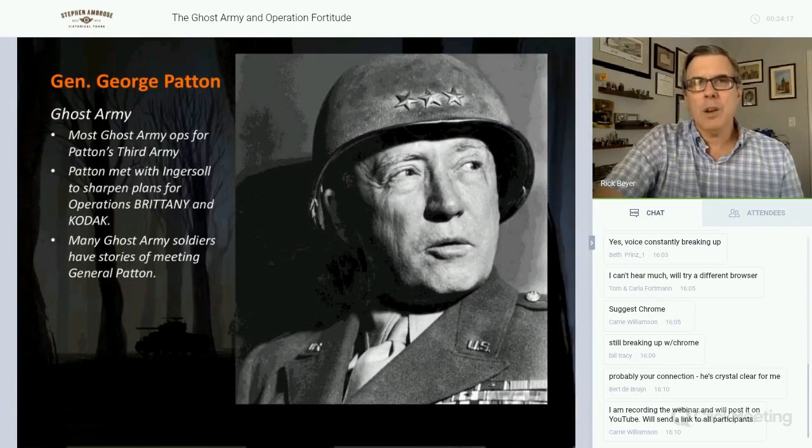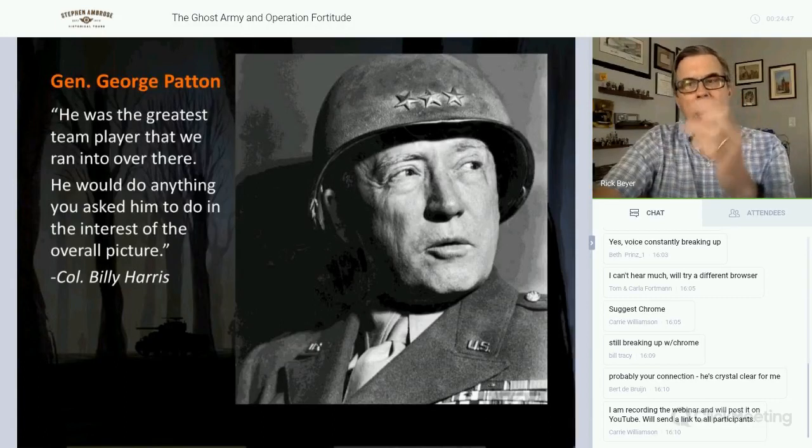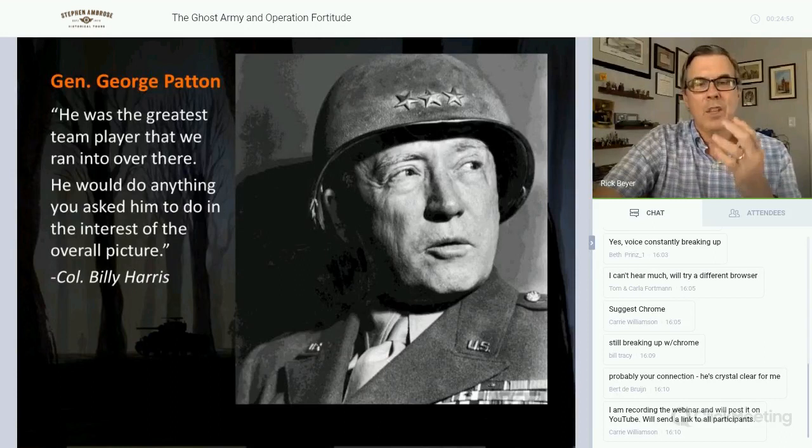But let's now consider something that one of the deception planners, Billy Harris, said about General George Patton after the war. He said, "He was the greatest team player that we ran into over there. He would do anything you asked him to do in the interest of the overall picture." And I've always thought this is a great window onto Patton's generalship. He wanted to win. He knew that deception was an important tool. He embraced deception both in Operation Fortitude and on the battlefields of Europe after the war. And it's one of the things that helped his 3rd Army succeed, and one of the things that helped, of course, the entire Allied effort succeed in Normandy.